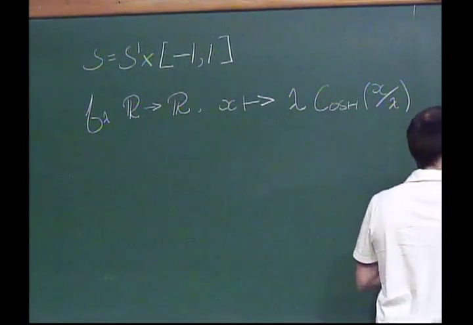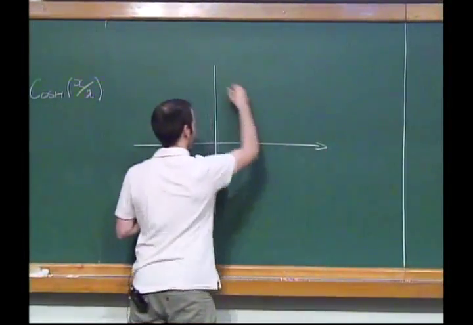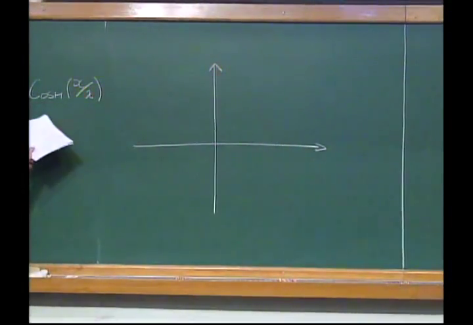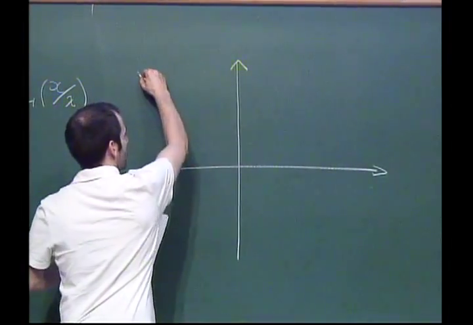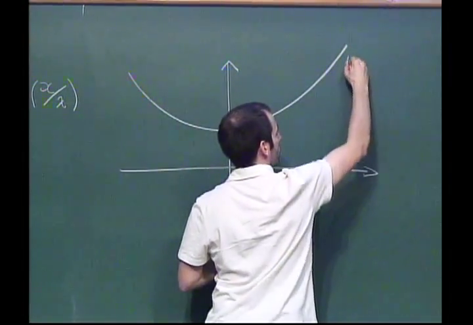Somebody tell me if I've chosen the wrong function. The graph of f lambda looks like this.